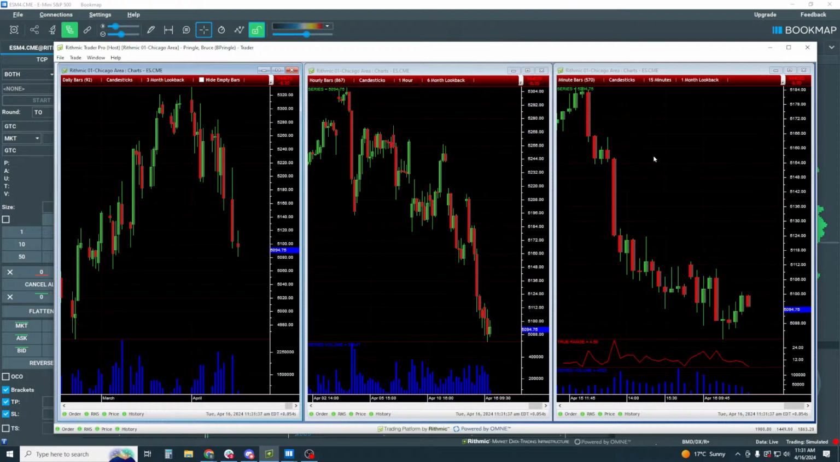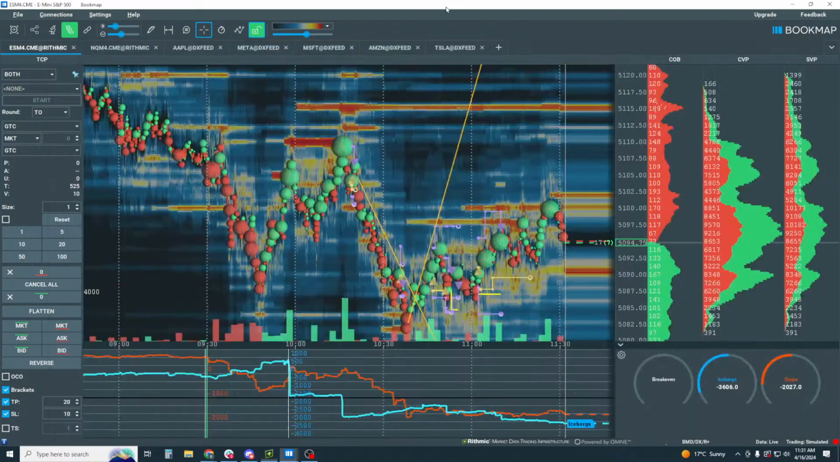All right, so we'll see if we're going to hack around in this zone between maybe 5112, 13 and 5185 or something like that.